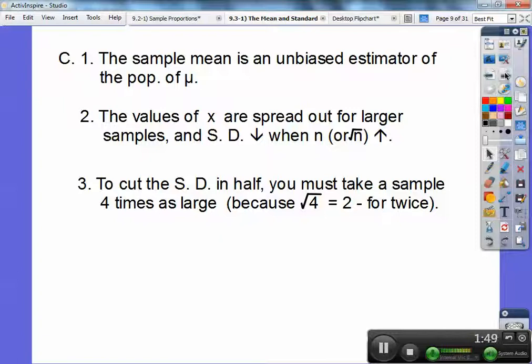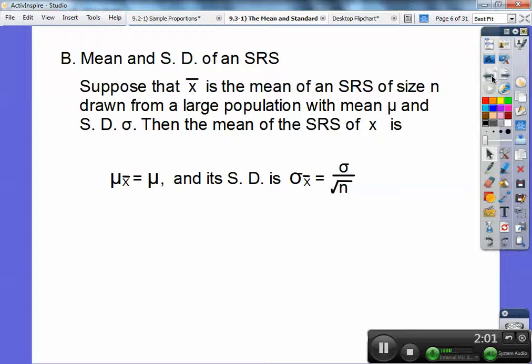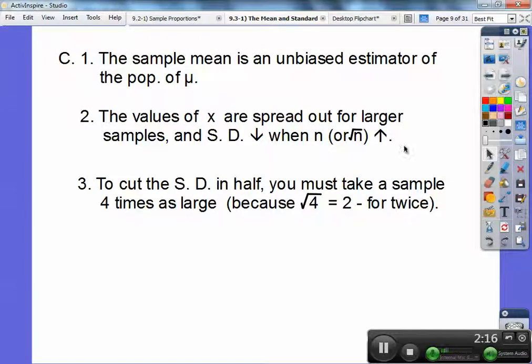To cut the standard deviation in half, you must take a sample size 4 times as large, because of the square root of 4. Let's go back to this formula right here. The square root of 4 would be 2, so I would have to make this a 4 inside of there to make this a 1/2. So to cut the standard deviation in half, you must take a sample size that's 4 times as large. That way you get the 2 in the denominator right there.